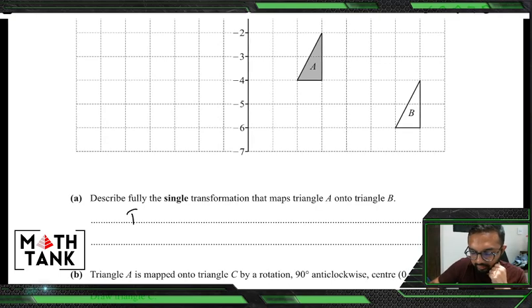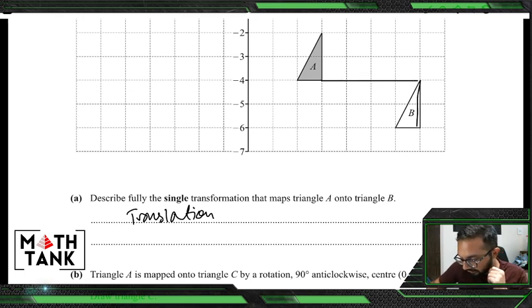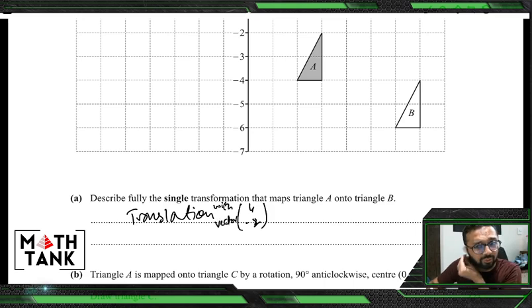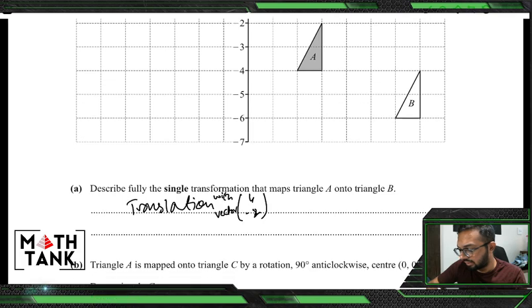Then the last question for this video: I have to describe fully the single transformation that maps A onto B. Again, it's a translation. And the vector: 1, 2, 3, 4 and -2. So 4 and -2. I should write translation with vector. But as long as you've written both things, you will probably get full marks.